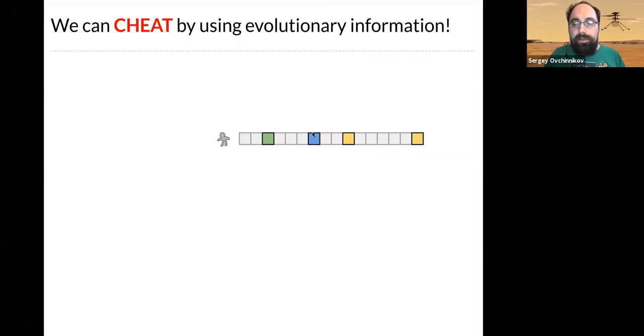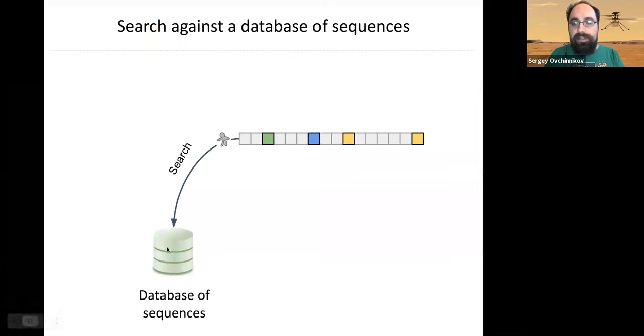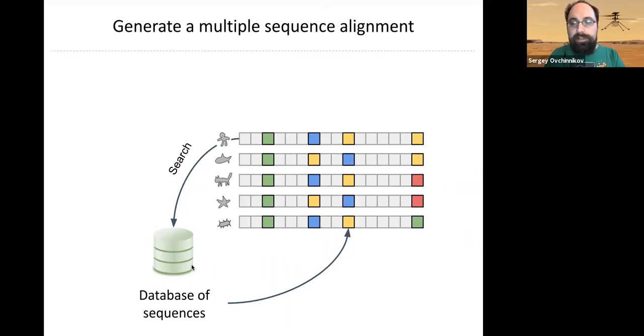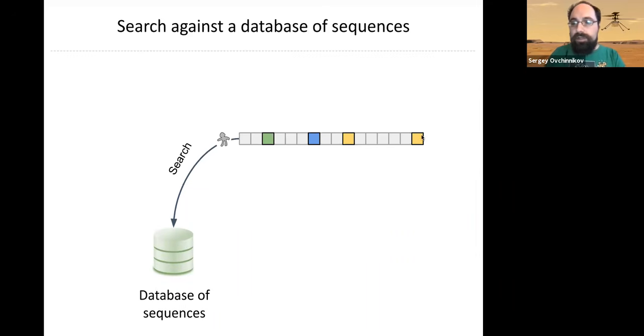But it turns out what you can do is, instead of just looking at one sequence, we know that all organisms are somewhat related to each other. And so what you can do is take this single sequence and search against a database of other sequences and construct a multiple sequence alignment. The reason a multiple sequence alignment is quite powerful is because before you just had a single sequence and you don't really know which are the most important characters.